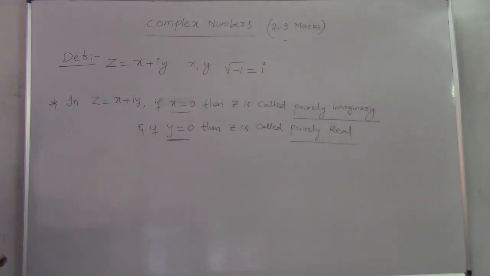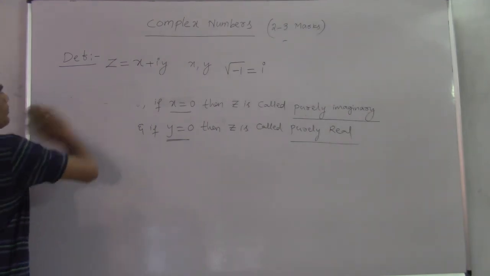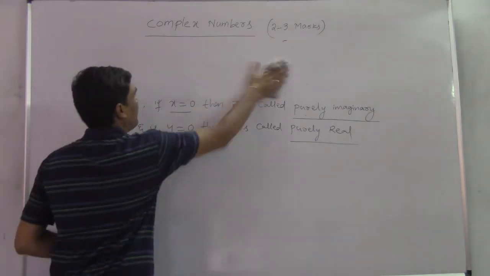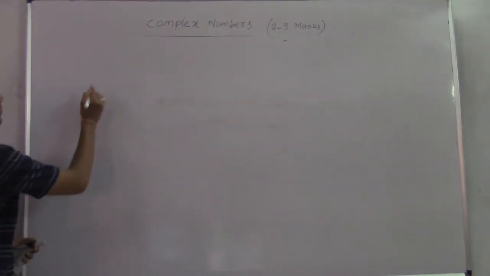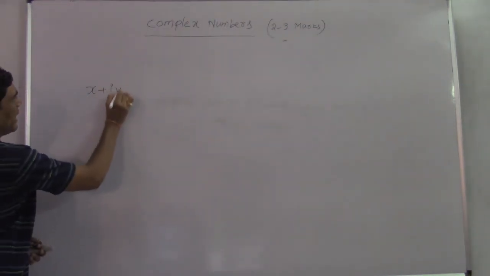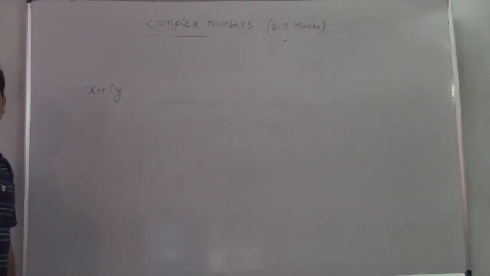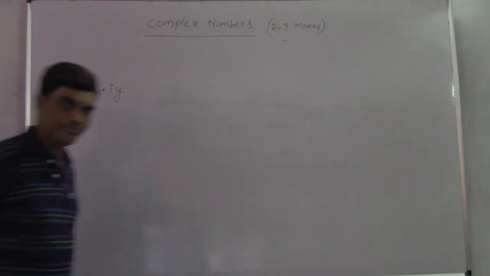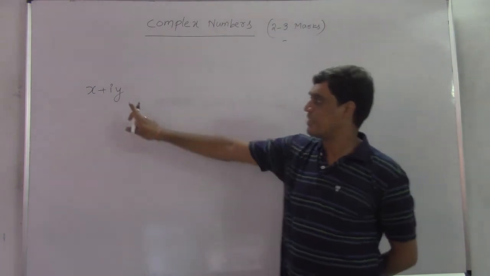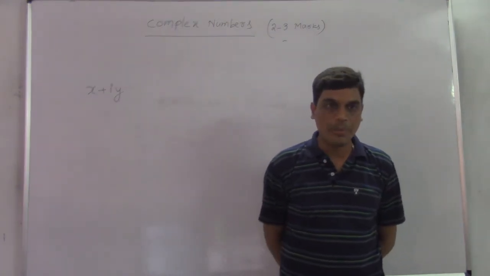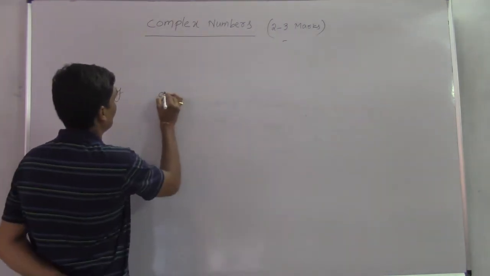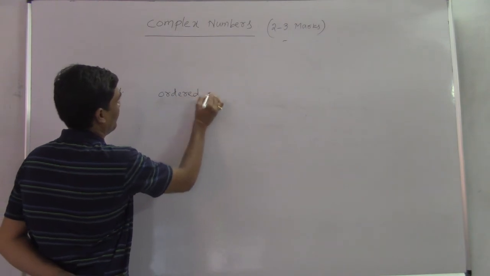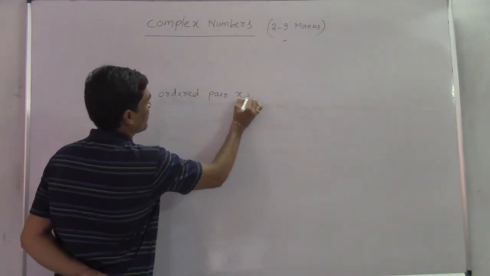Next one. Next point. Complex number x plus iy can also be represented as an ordered pair x comma y.